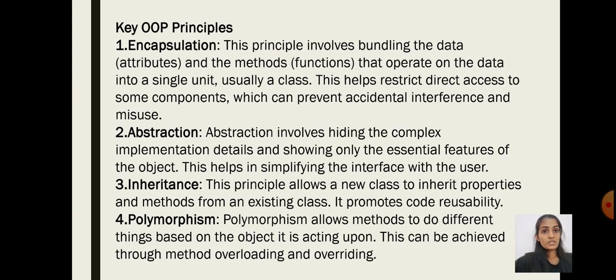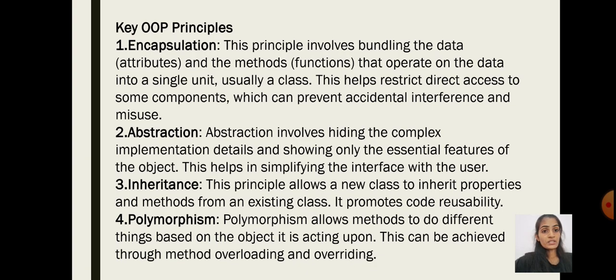Key OOP principles. Encapsulation. This principle involves bundling the data (attributes) and the methods (functions) that operate on the data into a single unit, usually a class. This helps restrict direct access to some components, which can prevent accidental interference and misuse. Next, abstraction. Abstraction involves hiding the complex implementation details and showing only the essential features of the object. This helps in simplifying the interface for the user.